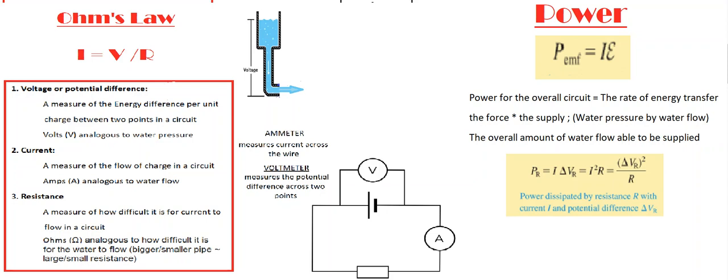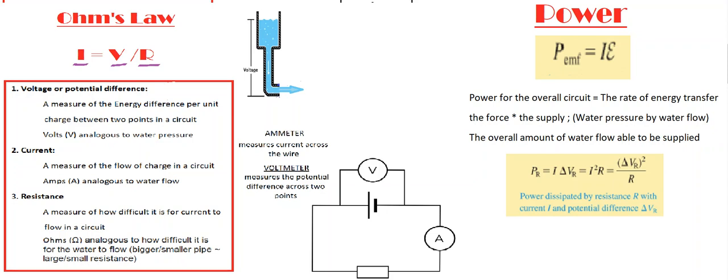In this video, we will learn about Ohm's law, circuits, the different types of circuits, and the overall power they produce. To begin, Ohm's law states that the current I is equal to voltage over resistance.